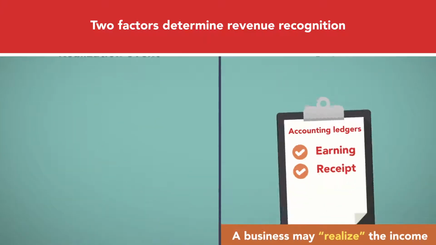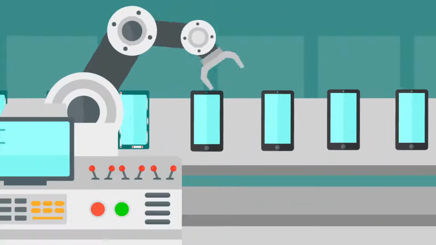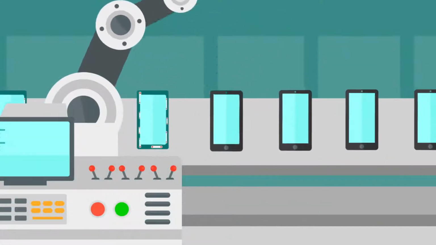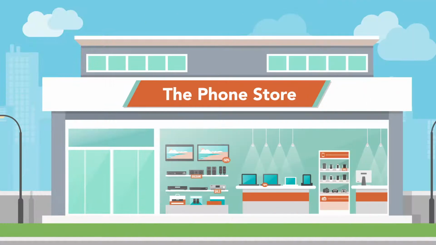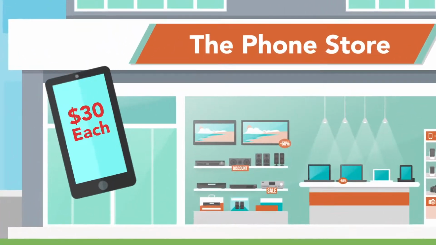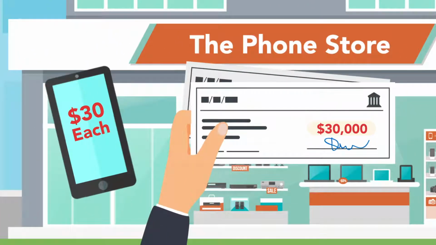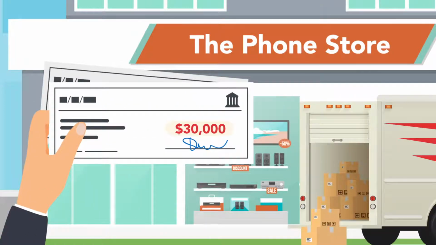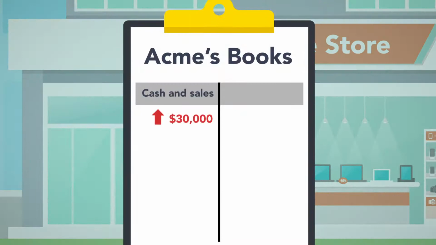For example, assume Acme Corporation manufactures mobile phones. Acme ships 1,000 phones to the phone store, bills at a unit cost of $30 each, and receives a check for $30,000. Acme has delivered its goods and received its associated revenue in the form of a check. Acme would record a $30,000 gain in its cash and sales accounts.